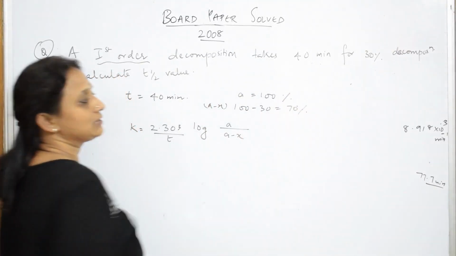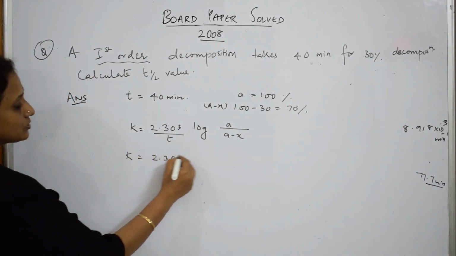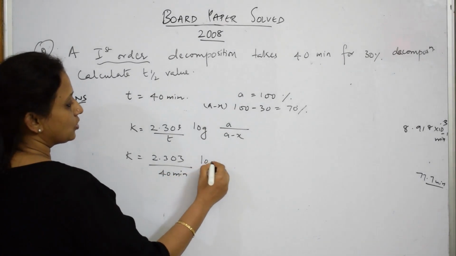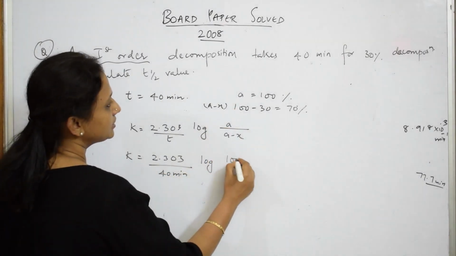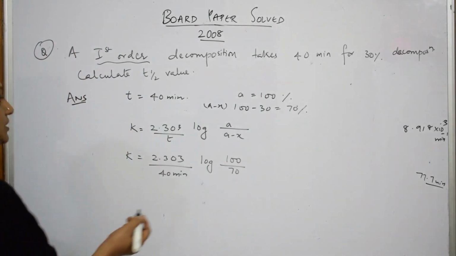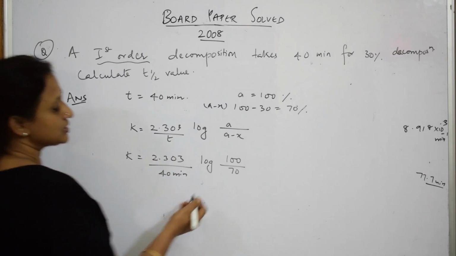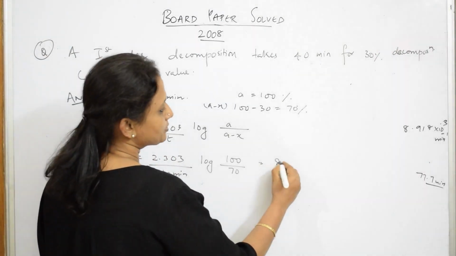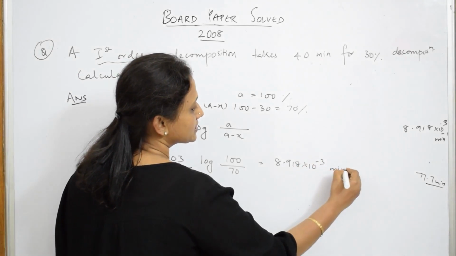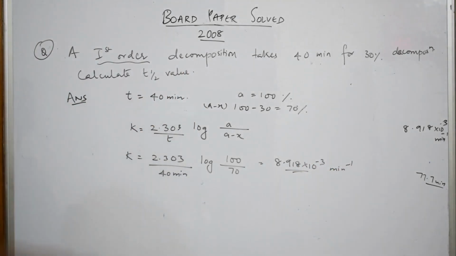Now substitute the values. Simple. Get K is equal to 2.303 by your 40 minutes and your log 100 by 70. Done. Right. So you just try to solve this. When you solve this, you get an answer of 8.918 into 10 raised to the power minus 3 minute inverse. Done. With this answer, I'm still not done with the numerical. They asked me to calculate T half.